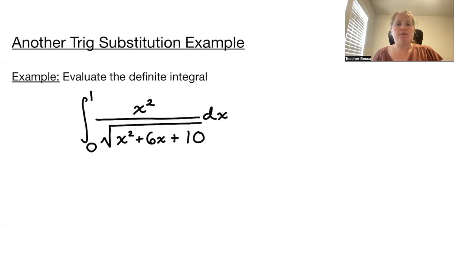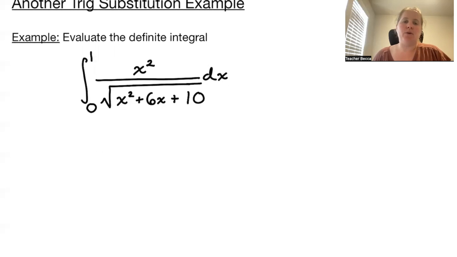Welcome to another trig substitution example. In this case, we are going to evaluate the definite integral from 0 to 1 of x squared over the square root of x squared plus 6x plus 10 dx.